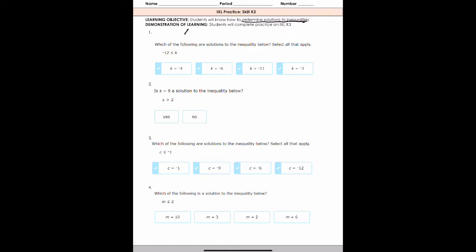We have two different types. We have less than and we have greater than. Any way it's pointing, the meaning is always very similar. We like to say that if you were to make a mouth out of these little arrows, the alligator eats the bigger value.